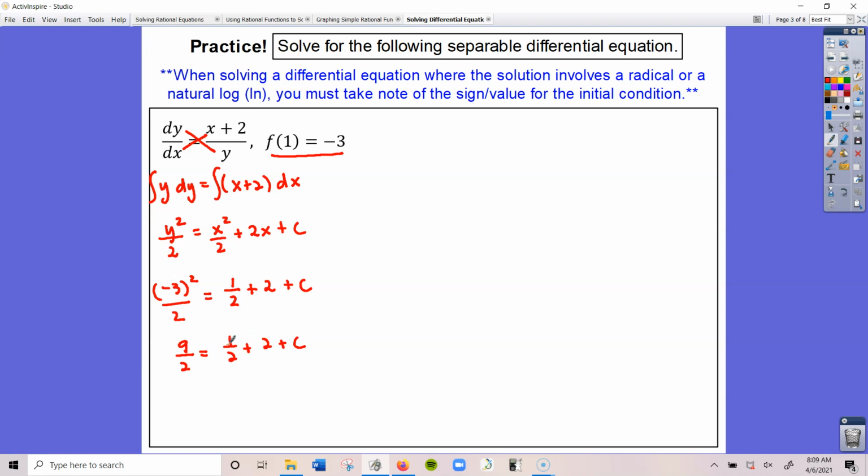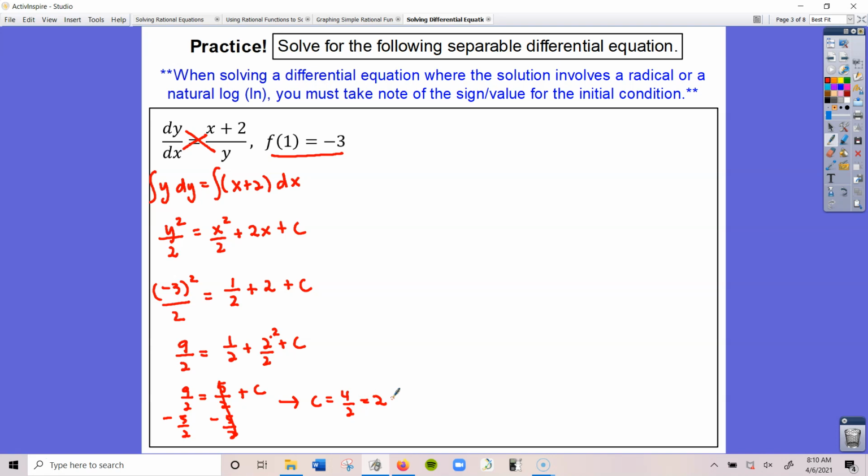Now we want to solve for c. We could put this over 2, so that way everything has a common denominator. So this is going to be 9 over 2 is equal to 1/2 plus, this is 4 over 2, so 1 plus 4 is 5 over 2 plus c. Subtract the 5 over 2, and we get that c is equal to 4 over 2, which is just 2.